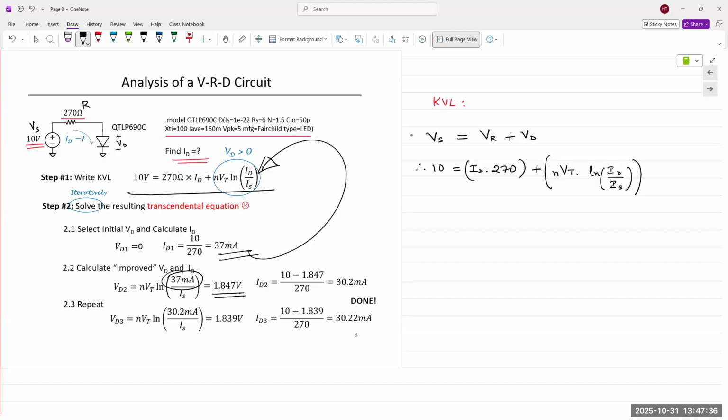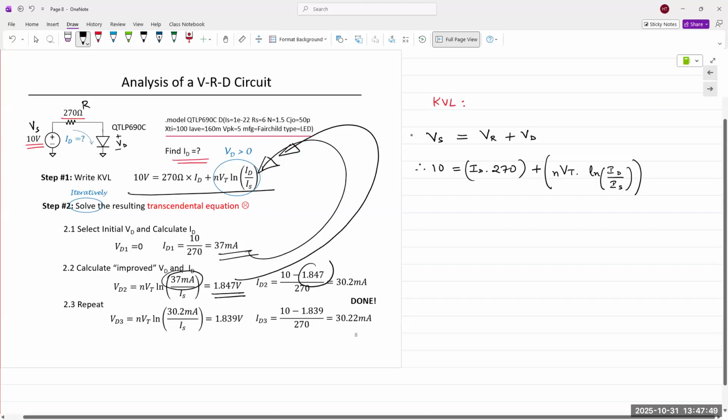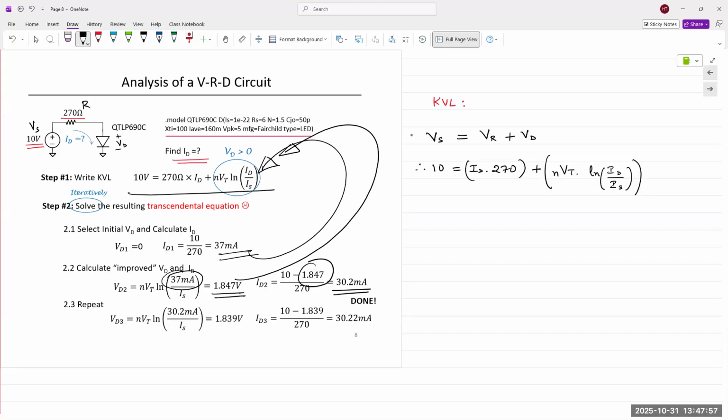Before you note it down, just follow this with me, okay? Then once we obtain 1.847, we plug it back into this equation and calculate ID. So we plugged in 1.847 here, calculated ID here, 30.2. So in the second iteration, our current has dropped from 37 to 30. Are you all with me so far?